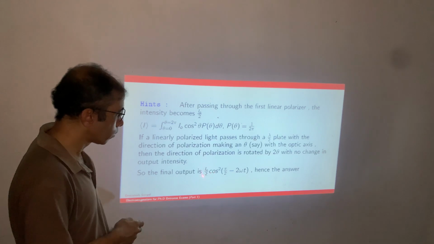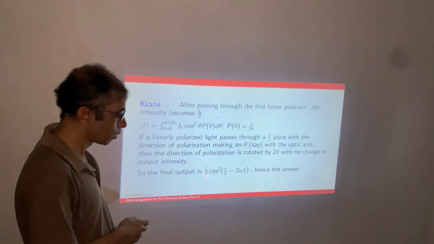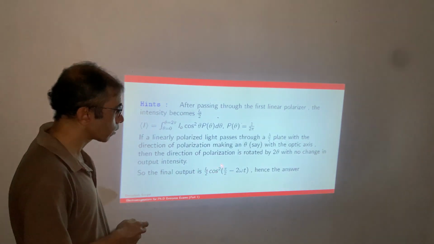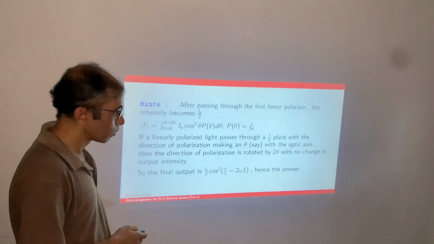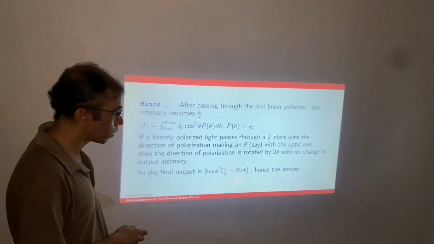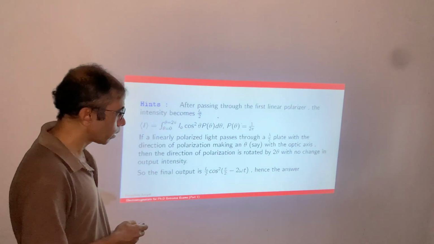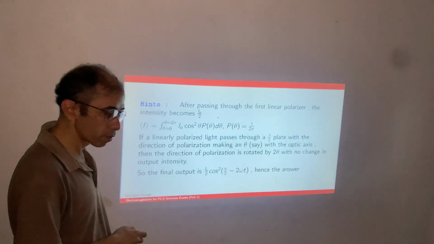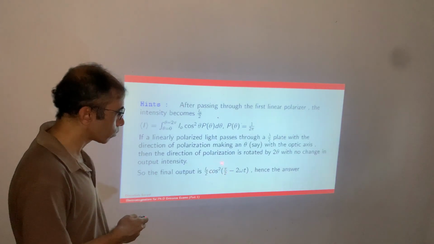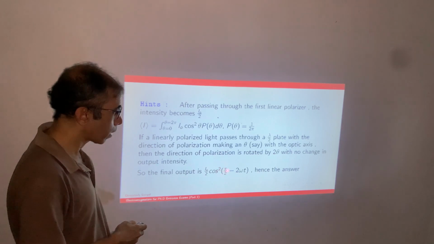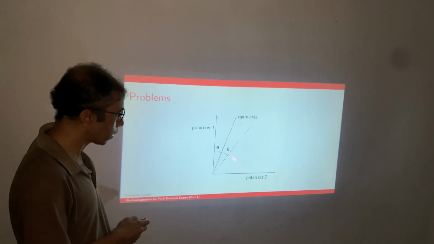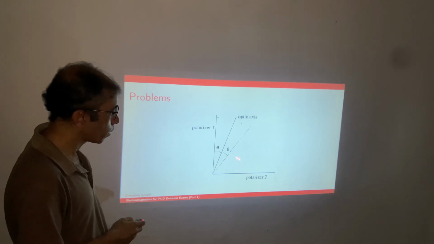I0 by 2 was due to the first polarizer, then because of the half wave plate it rotated by twice omega t, and so the new angle between the polarization direction and the second polarizer is now pi by 2 minus 2 omega t. So the intensity will be I0 by 2 cos square of (pi by 2 minus 2 omega t). Right? This is pi by 2 minus 2 theta, or pi by 2 minus 2 omega t.